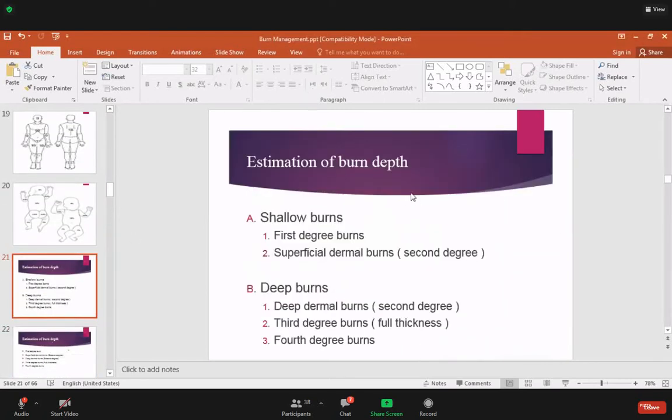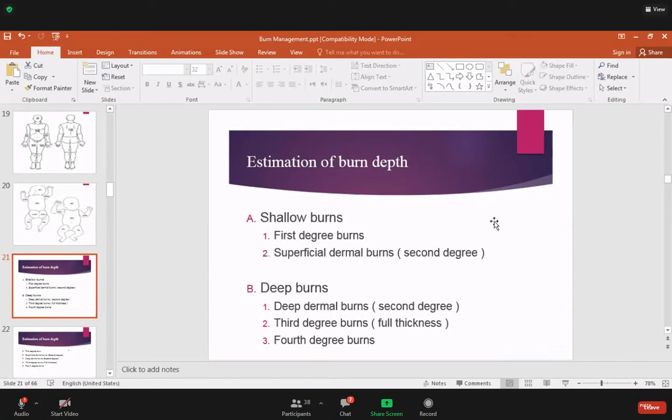Sorry. Okay, how to estimate the burn depth? The burn depth is classified as degrees. We have the shallow burns or the deep burns. The shallow burns are the first degree burns. The very slightest contact with the burning thing or burnt area causing just hyperemia. There is no tissue damage, there is no tissue loss, there is just hyperemia of the skin. We call it the first degree burn.